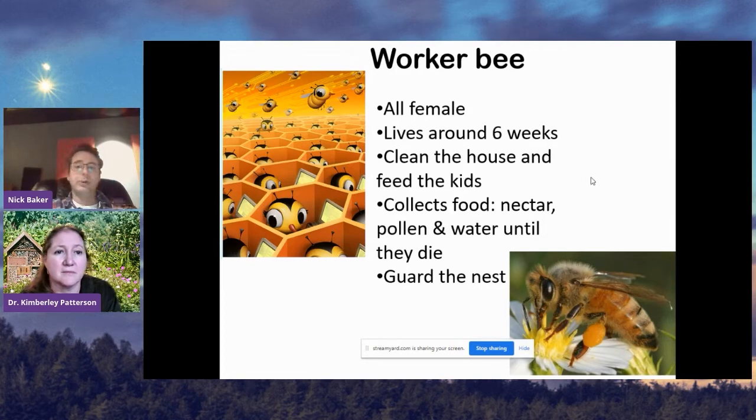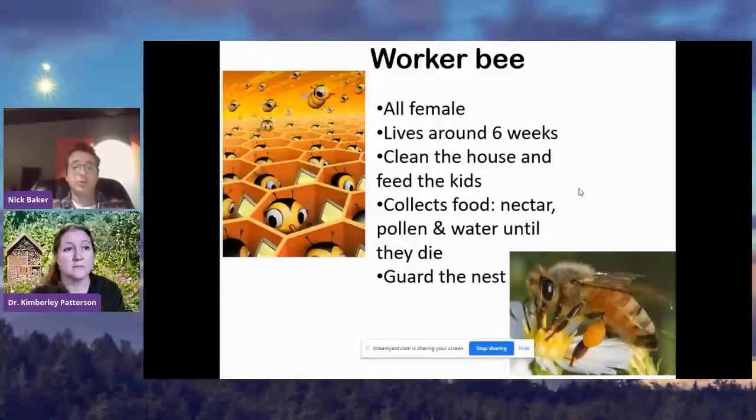They'll do an orientation flight. So they'll fly around the hive once again to get an idea of where their beehive is. And from that point on, they will begin to collect food such as nectar and pollen. And you will have some bees whose life is dedicated to collecting water only. And they will continue this foraging activity up until the point when they die.